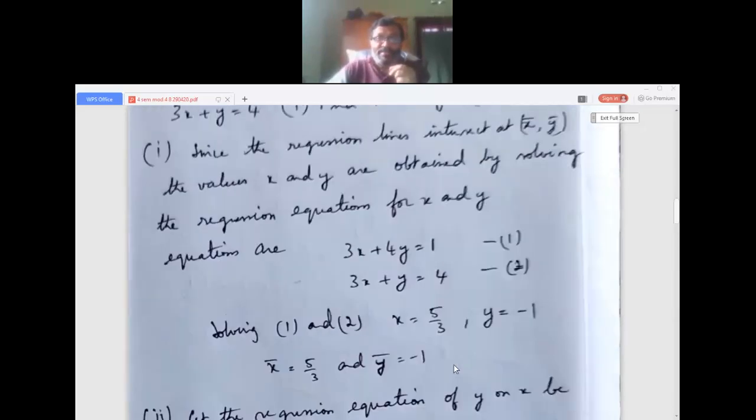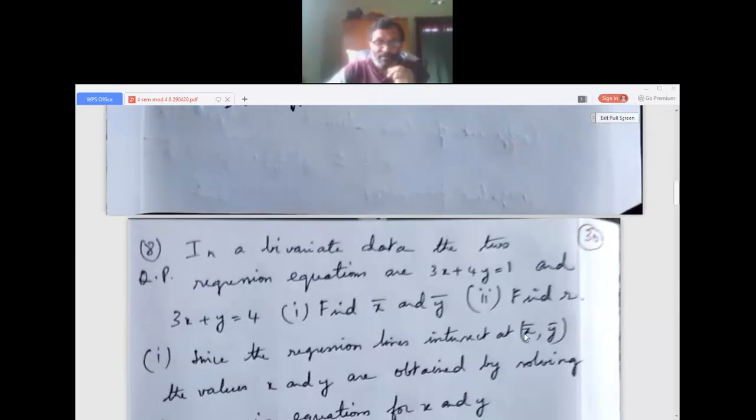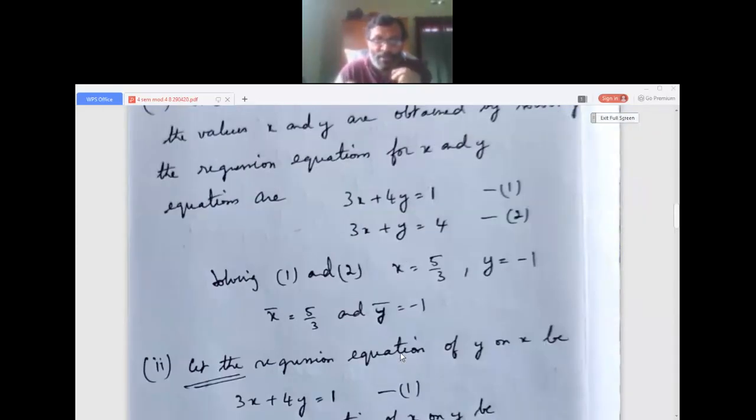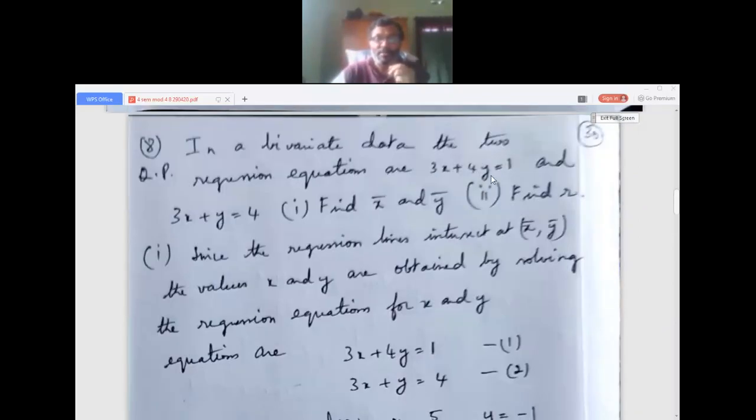Now comes the second step, that is find r. There are two regression lines given. One is 3x plus 4y equals 1, another is 3x plus y equals 4. But we do not know which is the regression equation x on y and which is the regression equation y on x.